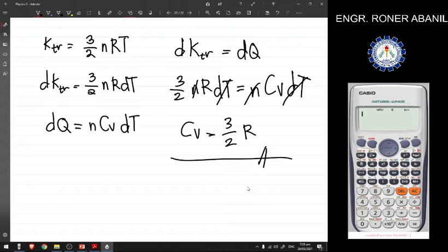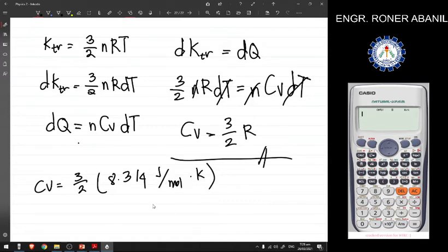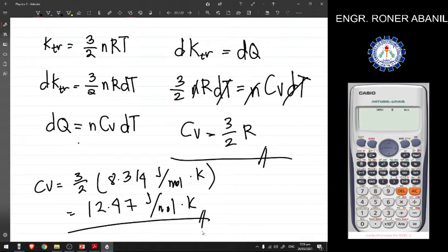So, magiging ganito siya. Magiging Cv is equal to 3 over 2 tapos yung constant natin R na 8.314 joule. Or magiging, pag minultiply natin yan, magiging 12.47. Ayan. Yun yung magiging Cv natin ngayon.